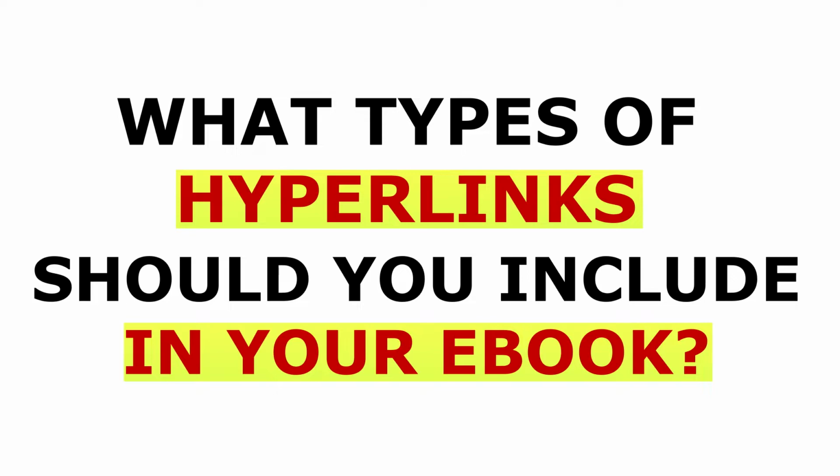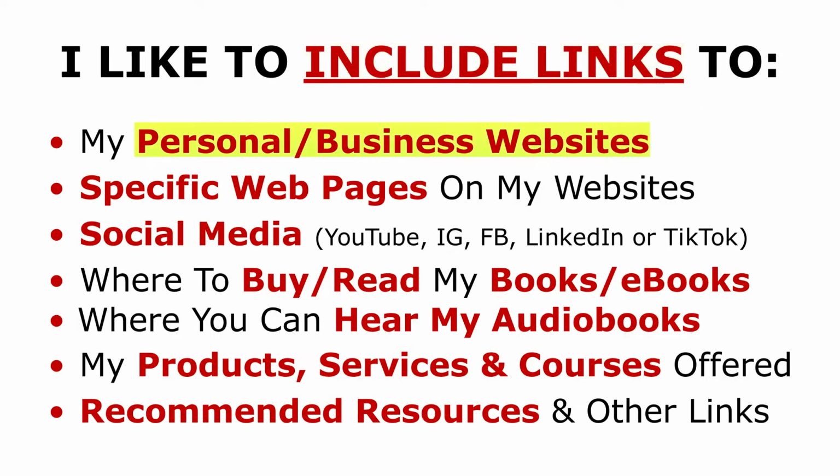First, what types of links should you include in your ebook, if you were to include them? Well, for me, I like to include hyperlinks to my personal and/or business websites, links to specific pages on my websites, links to my social media accounts such as YouTube, Instagram, Facebook, LinkedIn, or TikTok, links to where you can buy or read my books and other ebooks, links where you can hear my audiobooks, links to my products, services, or courses that I have to offer, and recommended resources and other links as well.